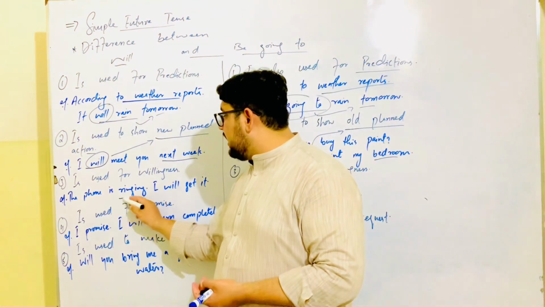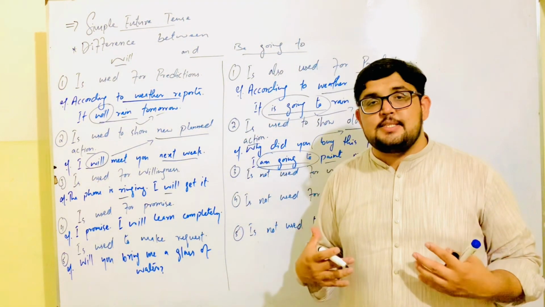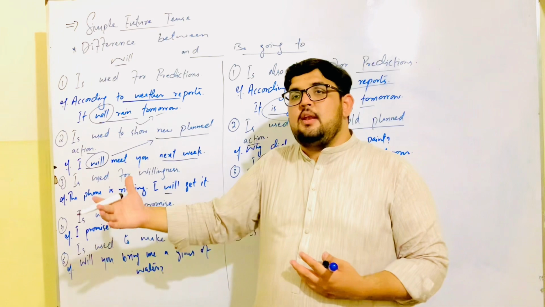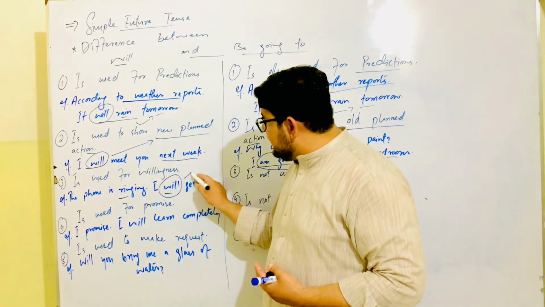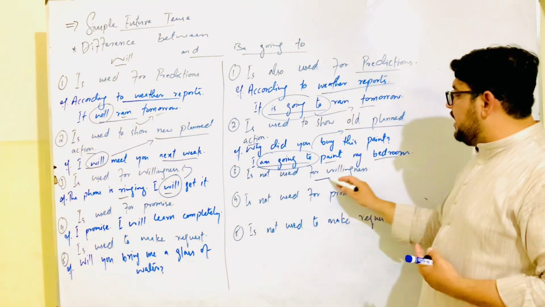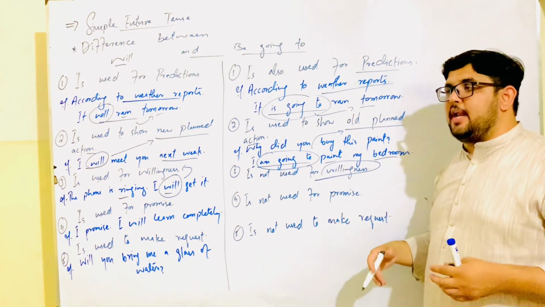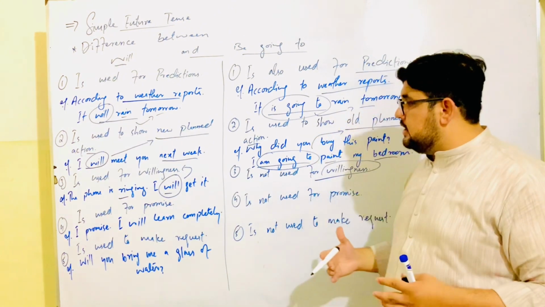The phone is ringing. I will get it. It means it's my willingness. It is my desire to stay and answer the phone. So will is used to show willingness in this example. Be going to is not used for willingness. Be going to does not show willingness. We cannot show our desire by using be going to there.